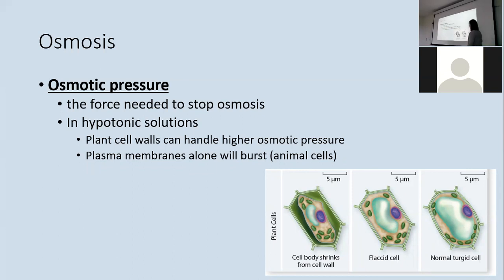And this is what plant cells can do with their cell wall. They can handle that high osmotic pressure. The plasma membrane just pushes out and fills against the cell wall, and then it just holds. There'll be a point where it can't take on any more water.